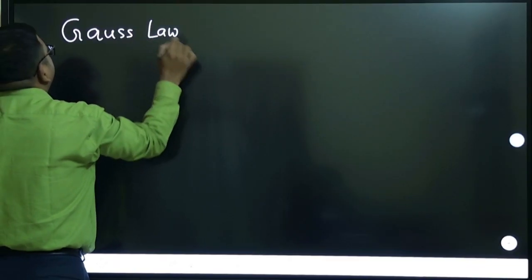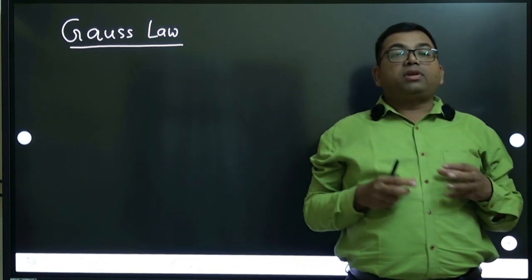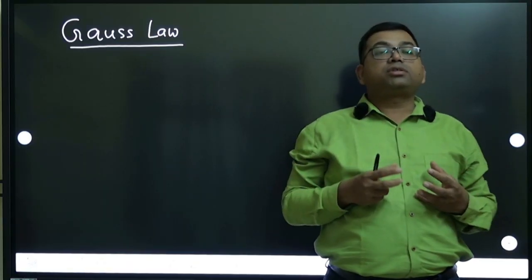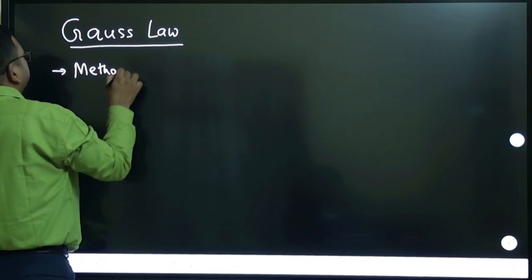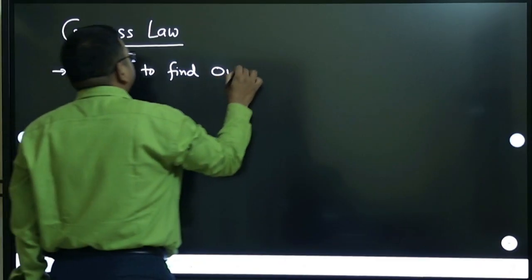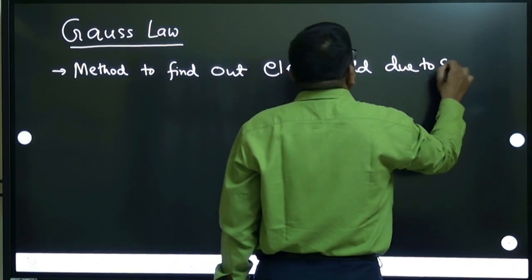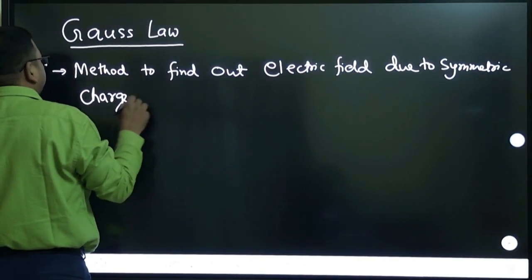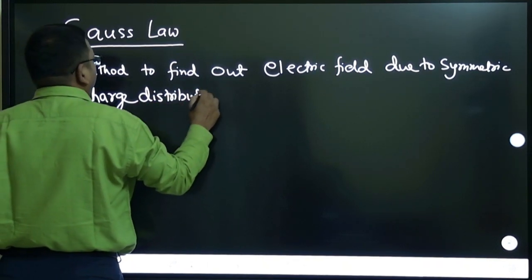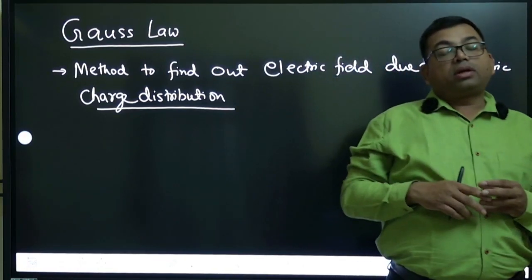Then let us take Gauss law. What is Gauss law? Gauss law is a method by which we can find the electric field due to a symmetric charge distribution.